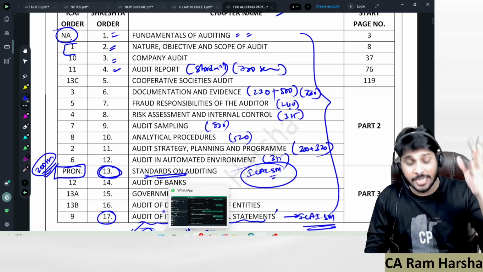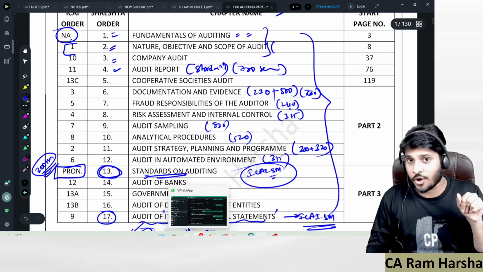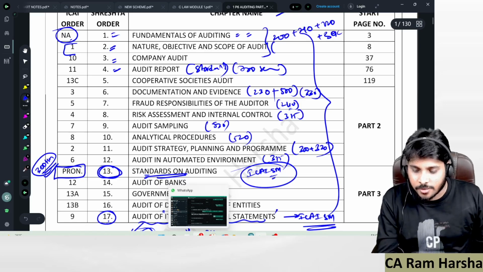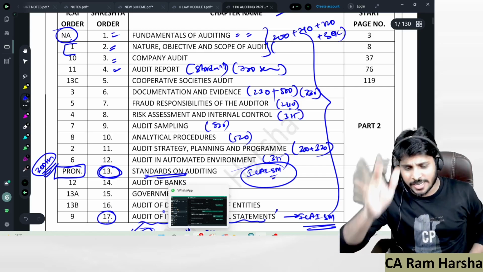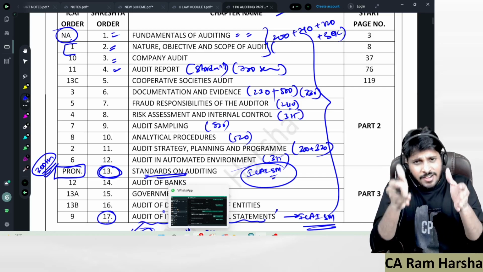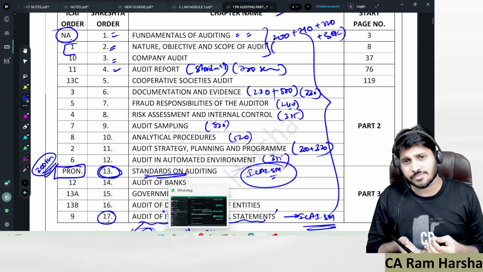You see, almost in our book, every chapter deals with various standards. In fact, the first chapter, nature, objective and scope of audit, and fundamentals of audit, these two together deal with 200, 210, 220 plus SQC. Four standards are dealt with in these two chapters itself. Like that, every chapter is nothing but a discussion of standards on audit.